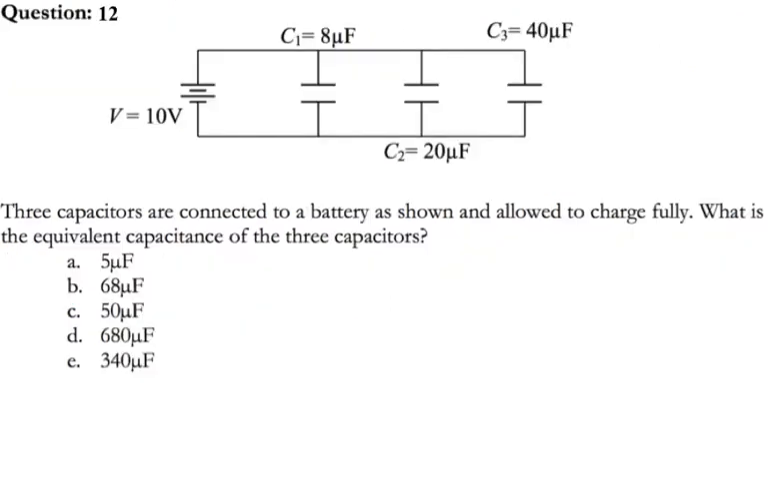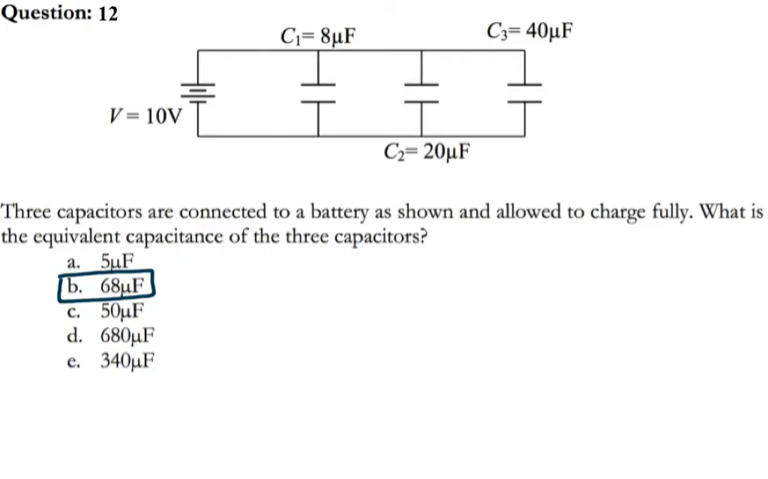In this question number 12, also from the same source from Monterey Institute of Technology, we have 3 capacitors connected to a battery as shown and allowed to charge fully. What is the equivalent capacitance of the 3 capacitors? When the capacitors are connected in parallel, we just add them. So you have 8, 20, and 40, that gives you 68 microfarads.